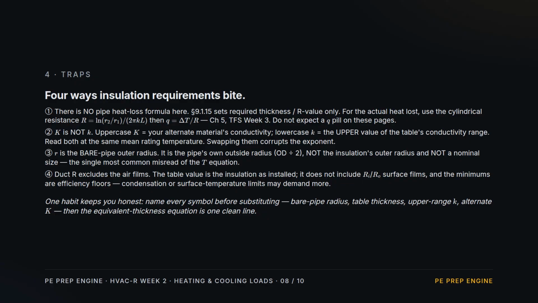Traps. Four ways this bites. One, there is no pipe heat loss formula on these pages. For the heat lost, drop back to the cylindrical resistance in Chapter 5. Two, capital K is your alternate material, little k is the upper end of the table's range. Both read at the same mean temperature. Swapping them wrecks the exponent. Three, little r is the bare pipe outer radius, the pipe OD over 2, not the insulation radius, and not a nominal size, the most common misread. Four, the duct R value excludes the air films and is only an efficiency floor. Condensation control can require more.